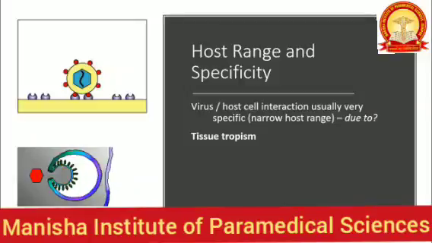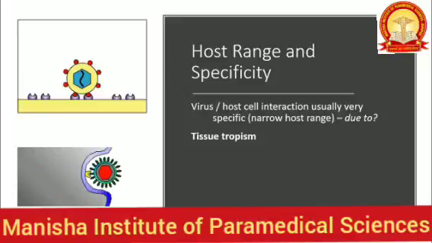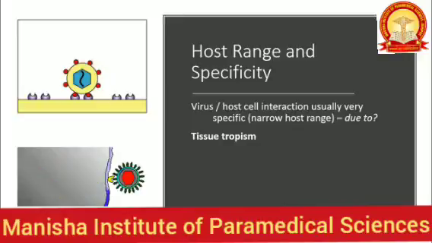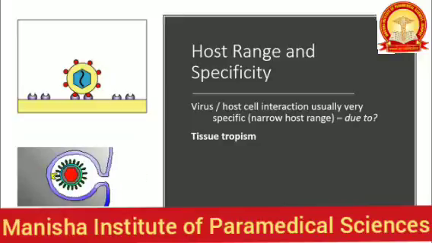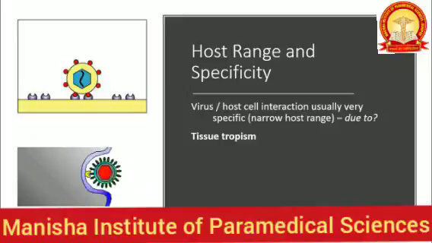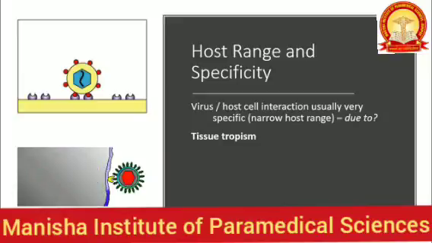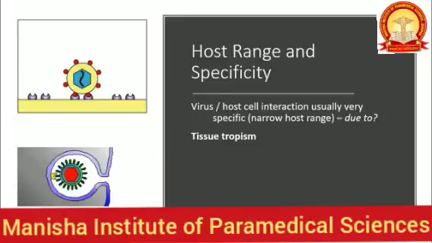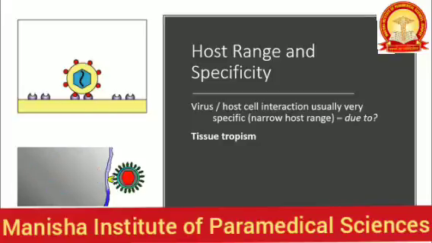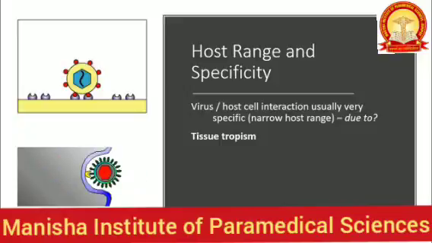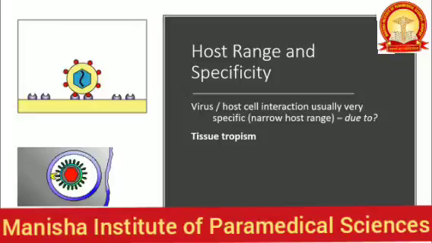Another very important thing is host range and specificity. You can see this picture animation on the left hand side here. Host range and specificity is another very important property of virus. A virus has its specific host range. It can be narrow or it can be broad. Generally, a virus host range is narrower than a bacterial host range because they can only attack a particular type of host.